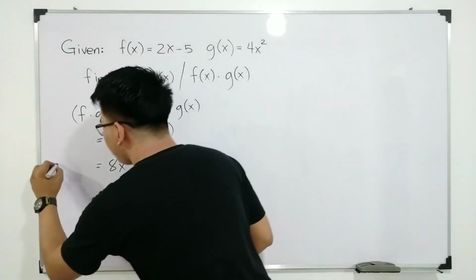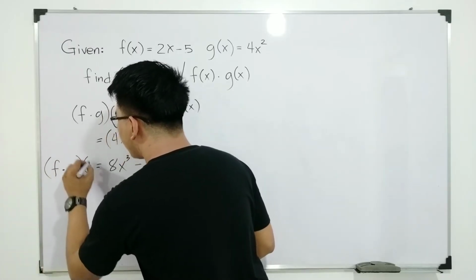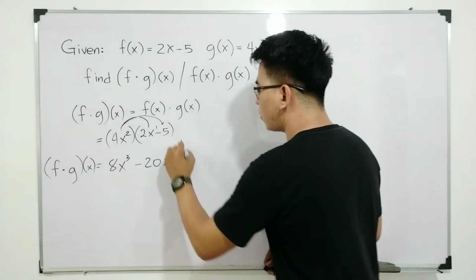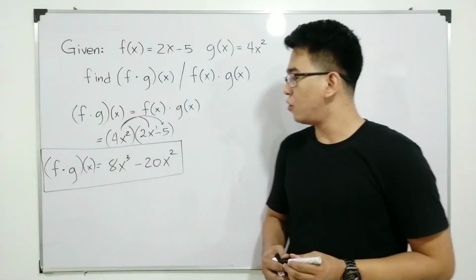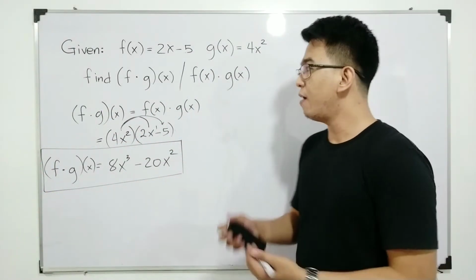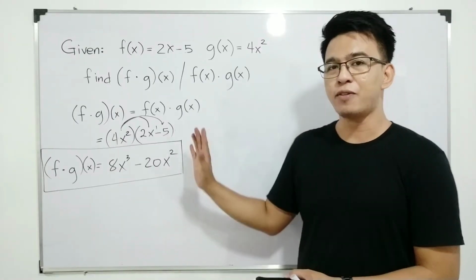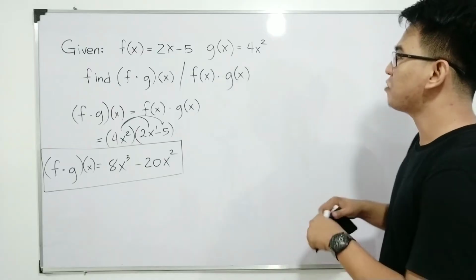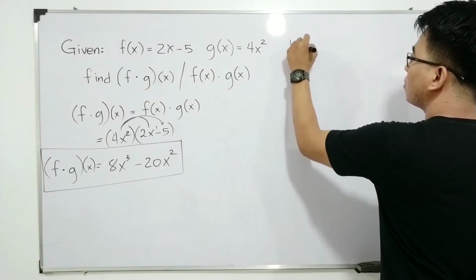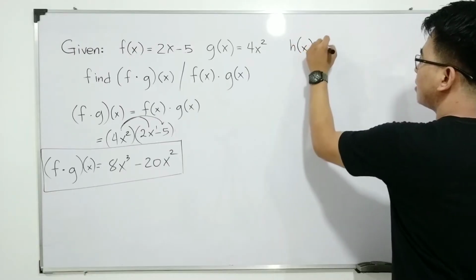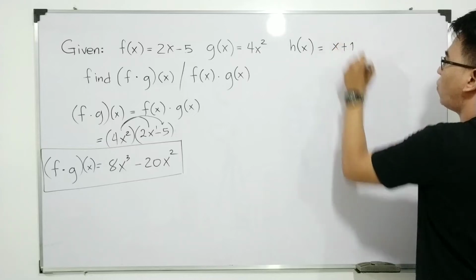Your f times g of x is simply equal to 8x cubed minus 20x squared. Pero syempre, dagdagan natin yung problem natin. Napagbigyan na natin yung subscriber natin, we will add another function. Let's say we have the function h of x, and that is equal to x plus 1.